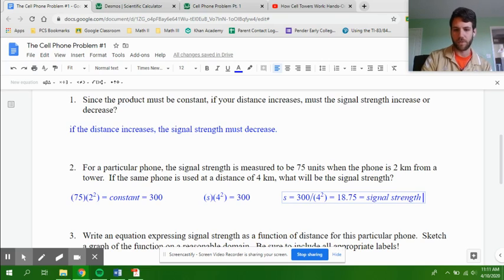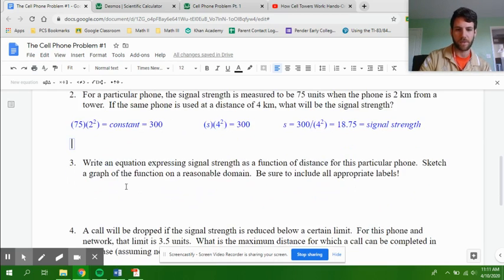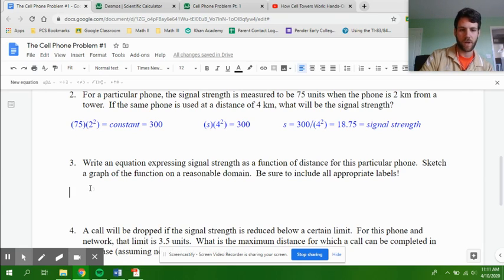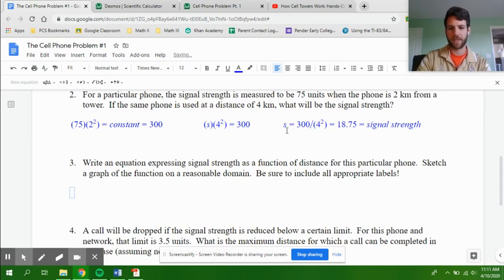And we've also realized that our answer for number 3 comes from that too. Write an equation expressing signal strength as a function of distance for this particular phone. If we wanted to come up with that equation, we would just take the equation we used last time. We know the signal strength is equal to our constant of 300.